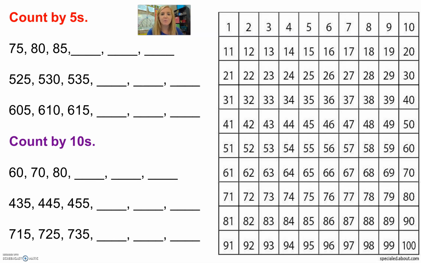Today we're going to begin with our learning target. It says, I can skip count within 1,000 by fives, tens, and hundreds.